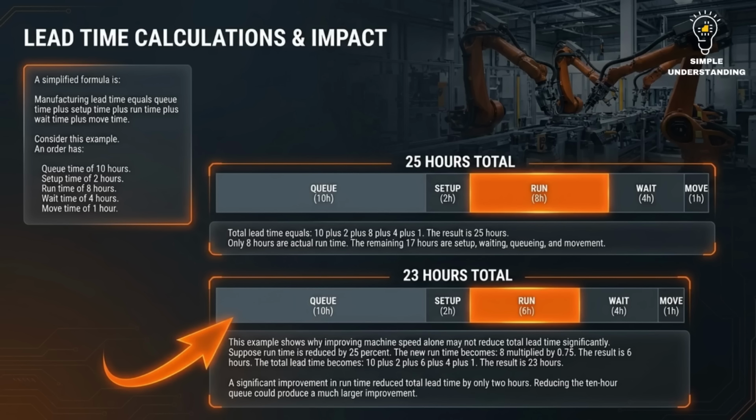A simplified formula is manufacturing lead time equals queue time plus setup time plus runtime plus wait time plus move time.